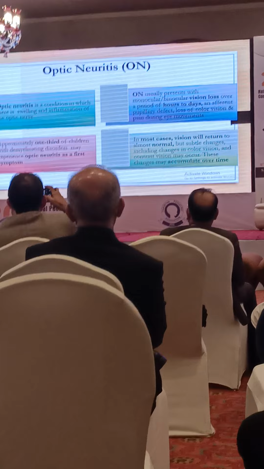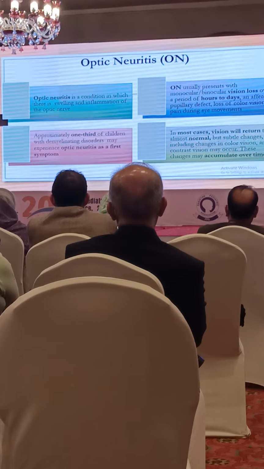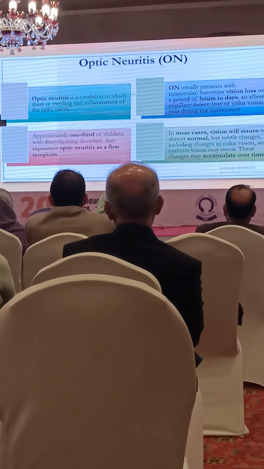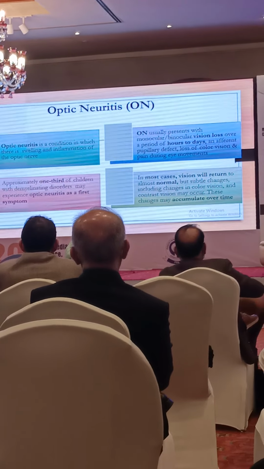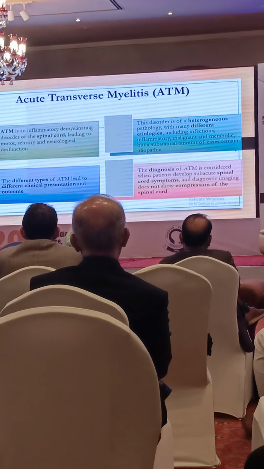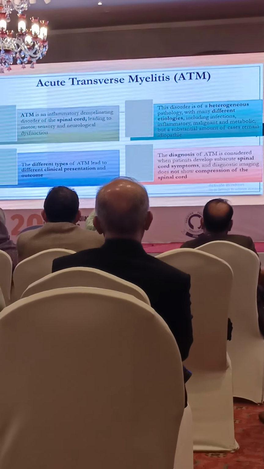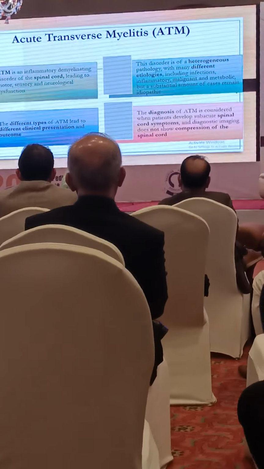Optic neuritis is the inflammation and swelling of the optic nerve, and about 30% of children with demyelinating disorder present as optic neuritis. It usually presents with unilateral or bilateral loss of vision, develops suddenly, and usually has a good outcome. Transverse myelitis, as the name indicates, is the acute inflammation of the spinal cord.